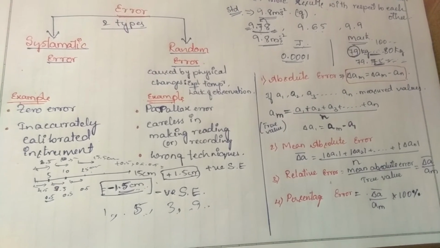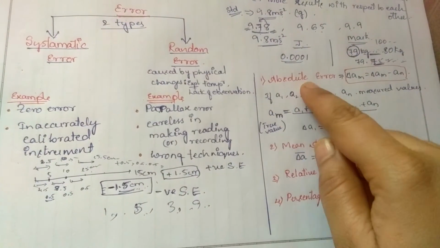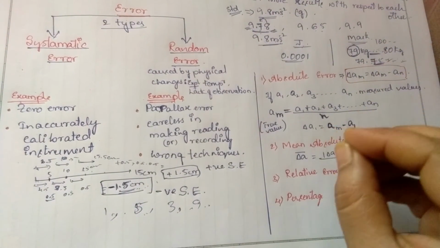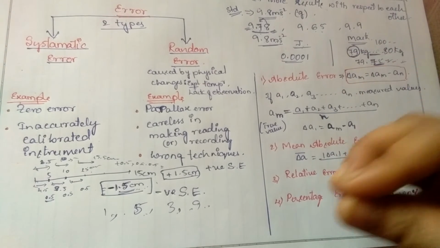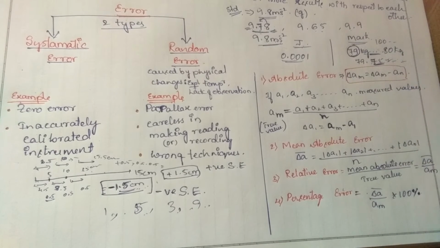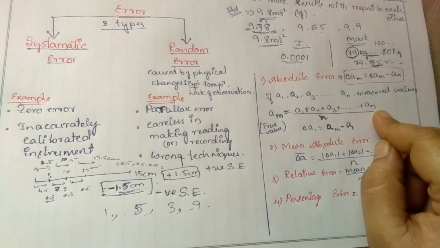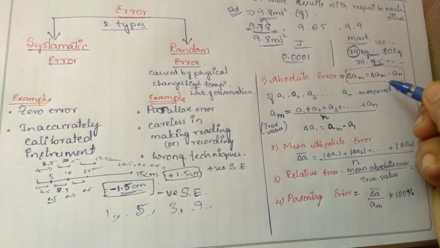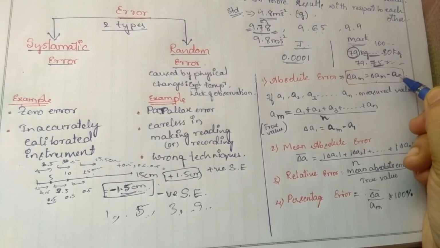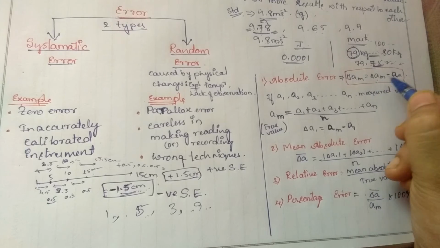Okay, next see how to calculate the error in the experiment. Here is the absolute error. What is meant by absolute error? It is the difference between the true value, meaning the standard value, and the actual measured values, every actual measured value. That we call absolute error. This is the measured value in every trial, and this is the actual value we get through the experiment.